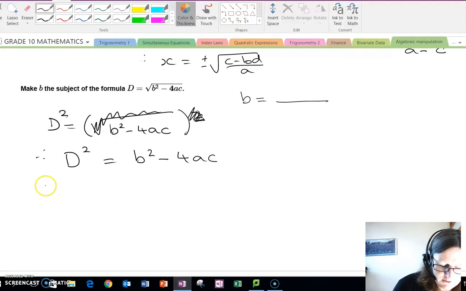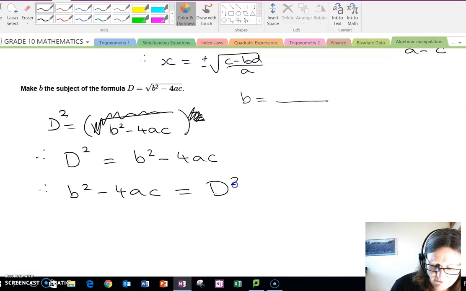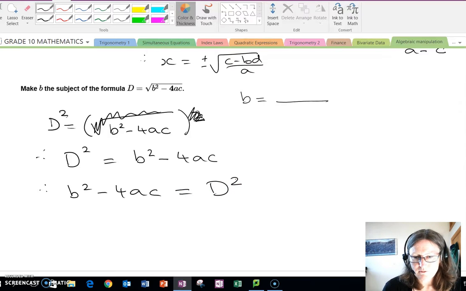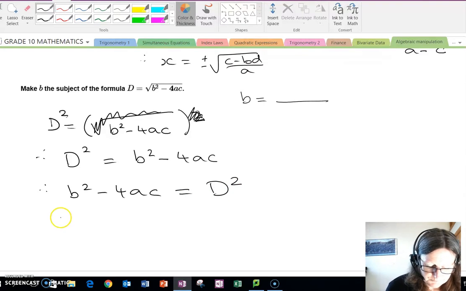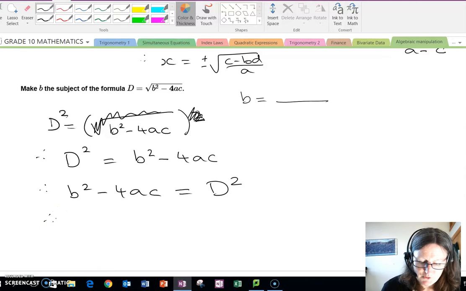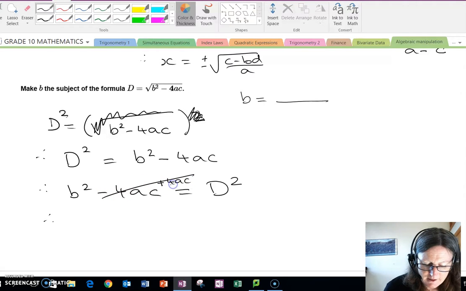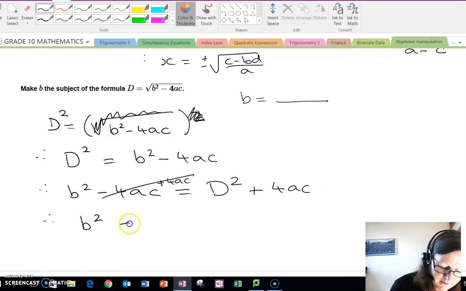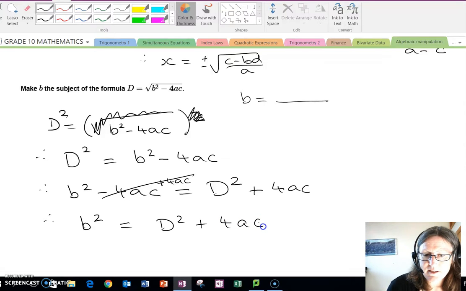I'm just going to write this the other way around because I always like my subject to be on the left hand side. So all I've done is simply switched the sides. I'm wanting B on its own. So if I add 4AC here, they cancel. So I need to add 4AC here. So I've got B squared is equal to D squared plus 4AC.